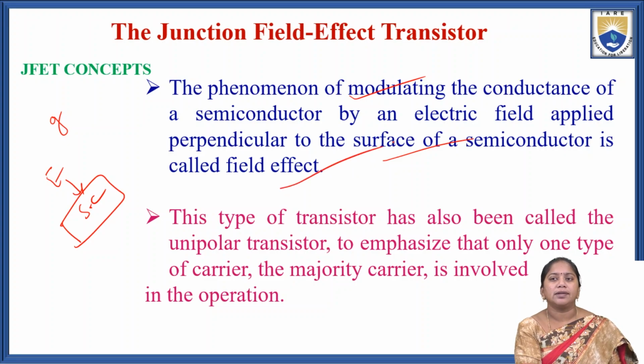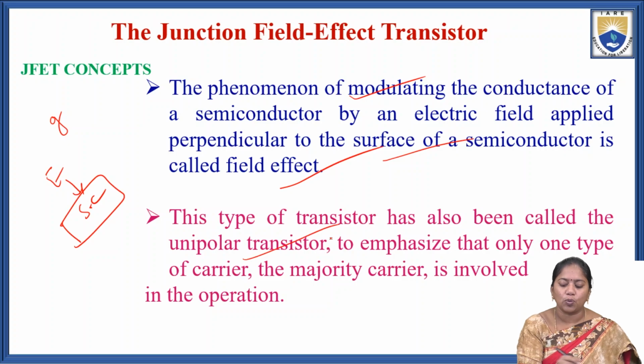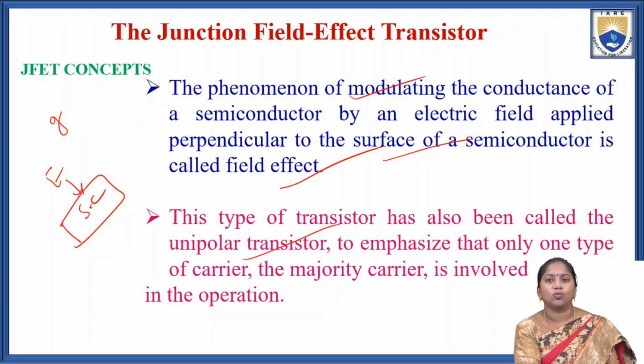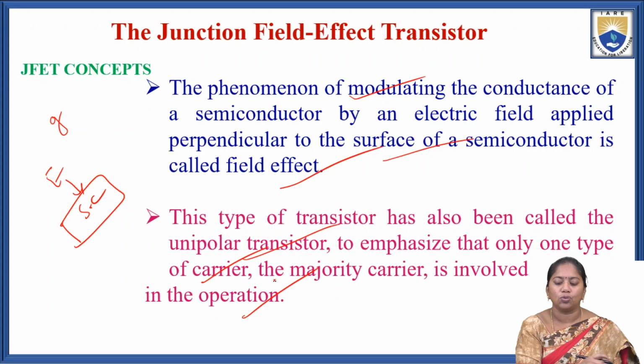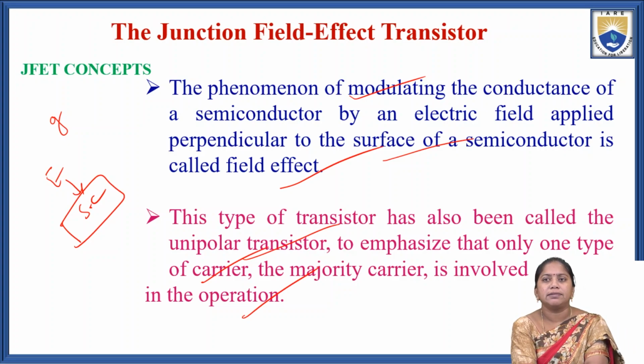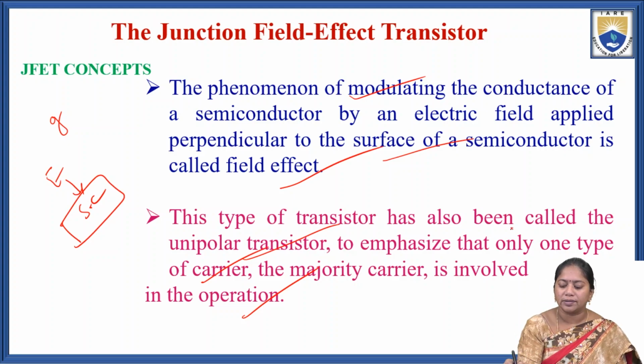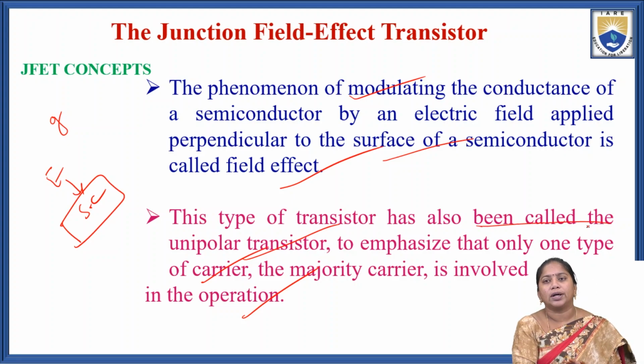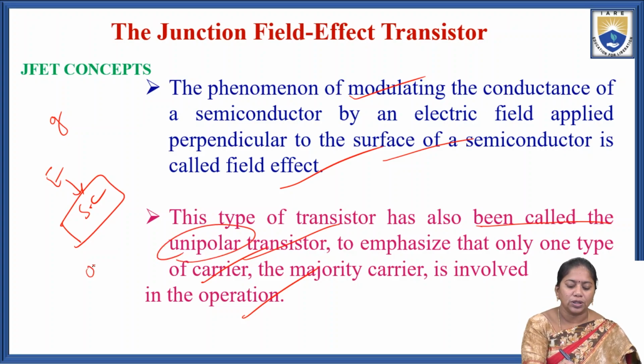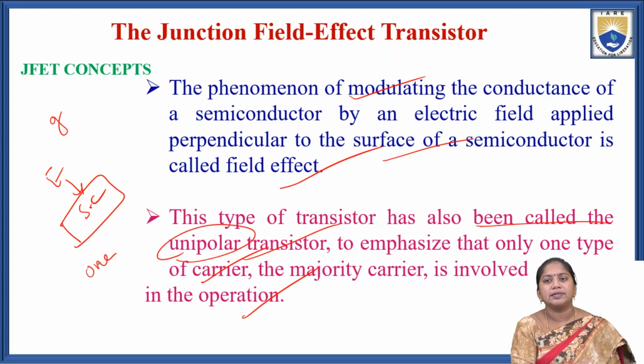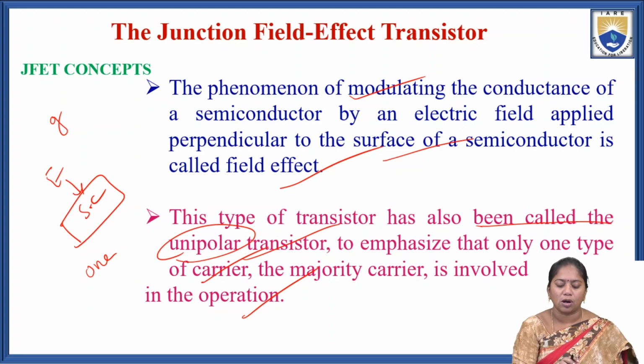This type of transistor has also been called the unipolar transistor to emphasize that only one type of carrier is involved in the operation. Unipolar means one. It allows only one type of carrier, that is the majority carrier, to be involved in the operation.